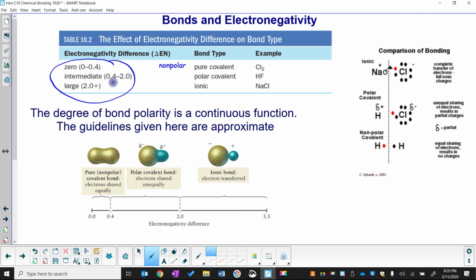If we look at the bonding, ionic is a complete transfer. Polar covalent, unequal sharing. Notice that it's closer to the chlorine than it is to the hydrogen. Nonpolar is shared equally.